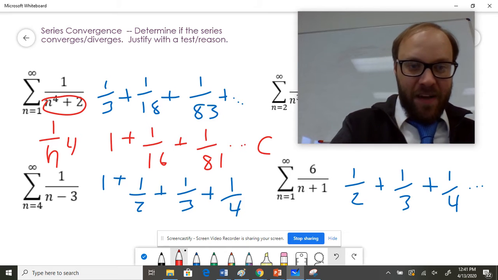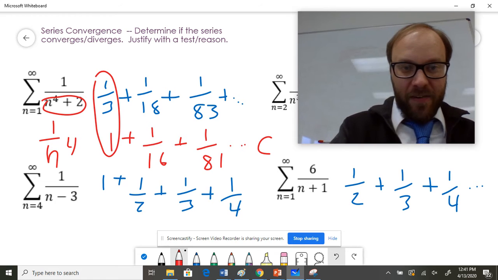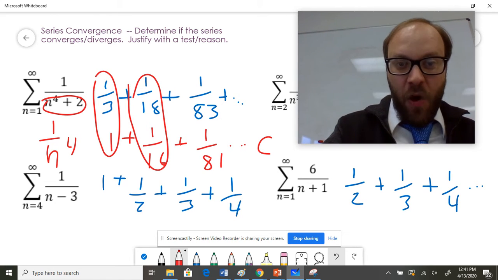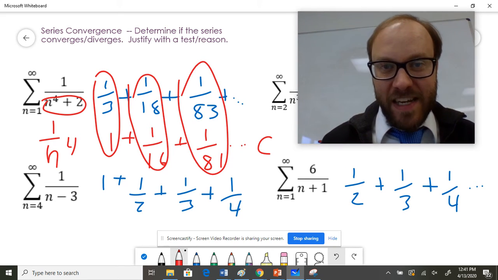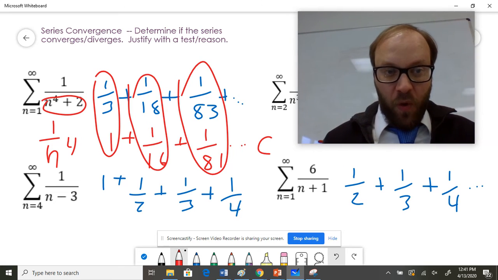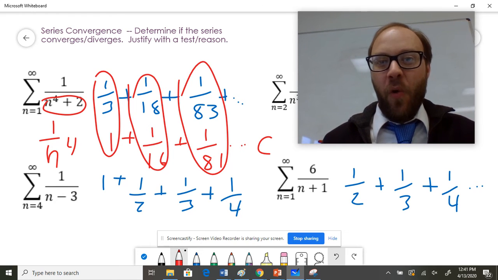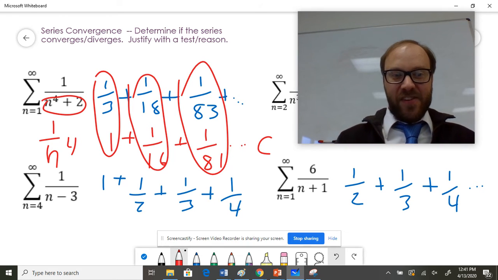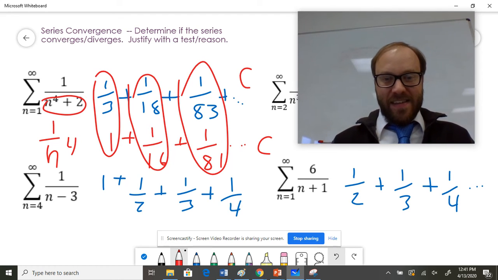So look at this. If we compare the first two values, 1/3 is smaller than 1. The next two values, 1/18 is smaller than 1/16. 1/83 is smaller than 1/81. And this is always going to continue. So what we have here is a series 1 over n to the fourth plus 2 that has terms that are less than or equal to the terms of a convergent series. And as a result, this series is also convergent. Okay, that's the big idea there.